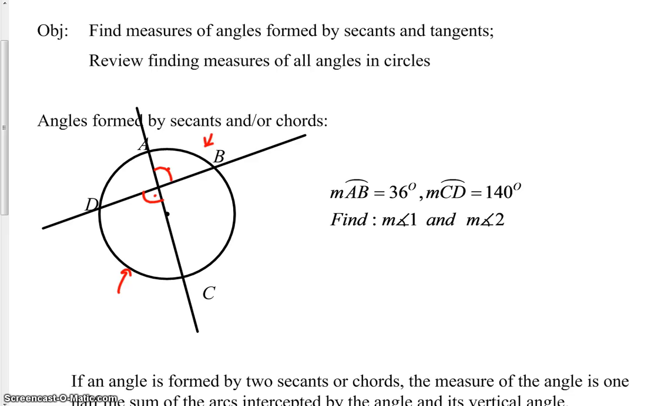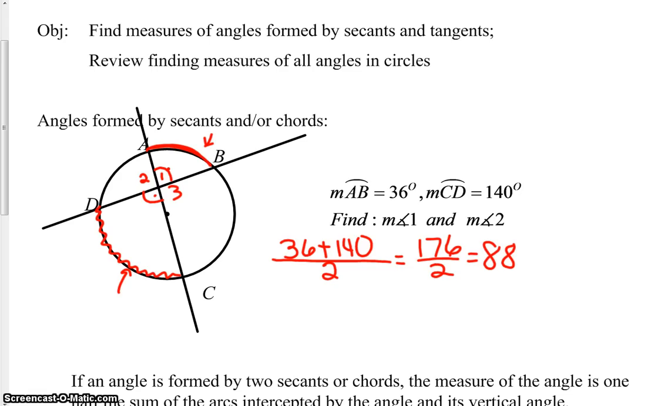So in this example, this was angle 1, this was angle 2, this was angle 3. If I want to find the measure of angle 1, the first thing I need to do is average the arcs that are intercepted on angle 1 and on its vertical angle. So I'm going to average arc AB and arc CD. So I'm going to take 36 plus 140. I'm going to average that, which means I'm going to divide it by 2, and I end up with 176 divided by 2, which is 88 degrees.